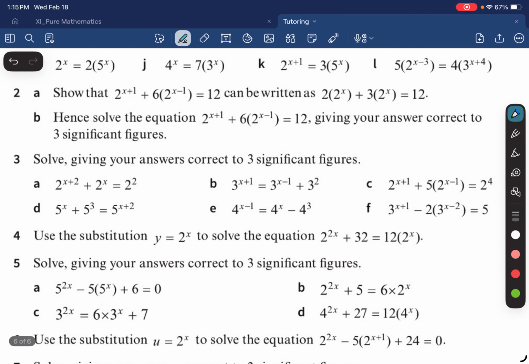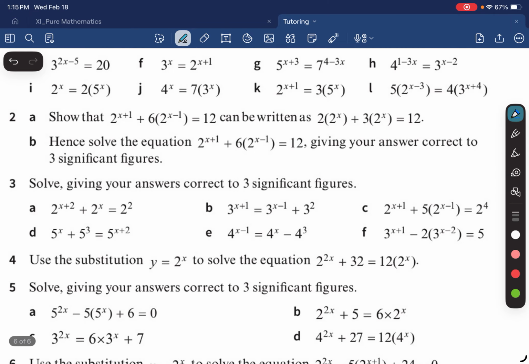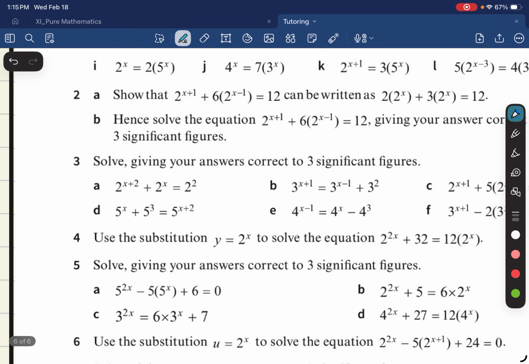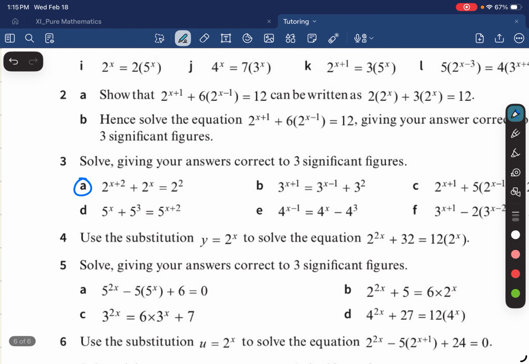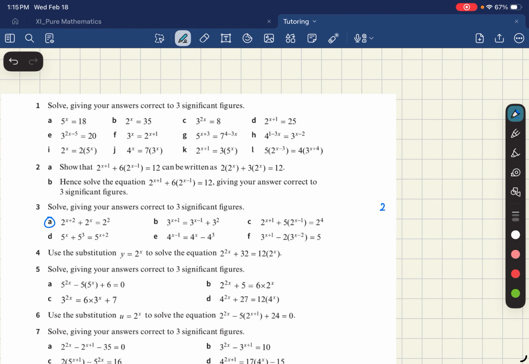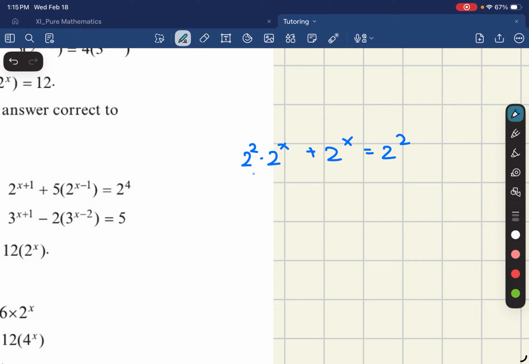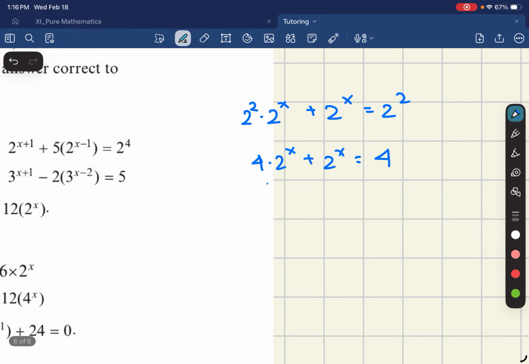And I believe question 3 is essentially the same thing that you did in question 2. So if I just show you how to do A very quickly, you get 2 squared times 2 to the power x. And when you simplify this, you're going to get 2 to the power x plus 2, which is exactly what we have here. Plus 2 to the power x. 2 squared is 4, times 2 to the power x, plus 2 to the power x is equal to 2 squared, which is, again, 4. 4 of something plus 1 of something, that's 5 of something, right? And then finally, 2 to the power x is 4 over 5.